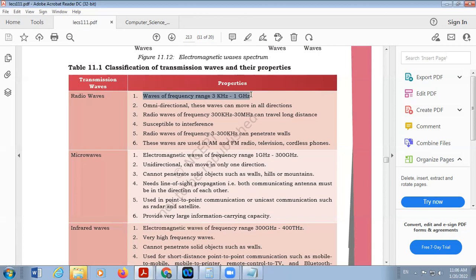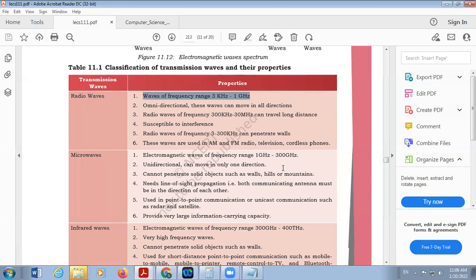The biggest benefit is that any type of interference or constraint, it can easily cross. For example, a mountain comes, or anything else. But the second type of transmission media is called microwaves, and its frequency is from 1 gigahertz to 300 gigahertz, and it is unidirectional. Just like a Doordarshan antenna in Jalandhar and a Doordarshan antenna in New Delhi. They are unidirectional in shape, so data moves in one direction only. The data comes from there, and you are not sending data back.